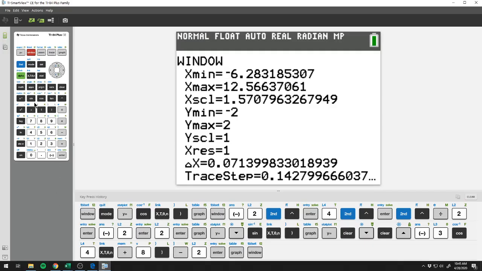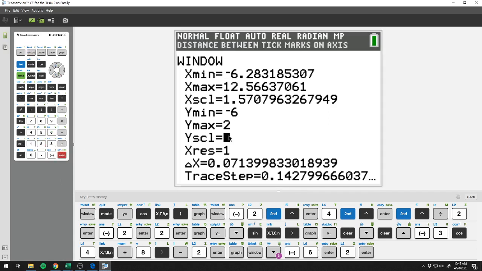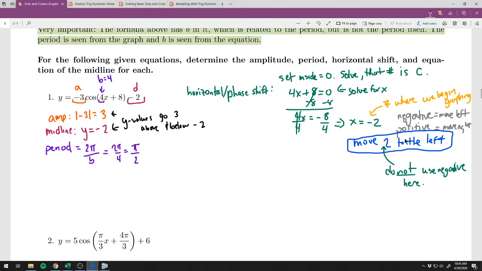Give yourself some wiggle room there for the y values. If it's going to go down to negative 5, maybe make it negative 6. If it's going to go up to 1, make it 2. The scale doesn't matter here, just leave it at a whole 1, that's fine. Now for the x values, you don't have to worry too much about involving the phase shift. What you probably want to do more is adjust the x scale because of the period.